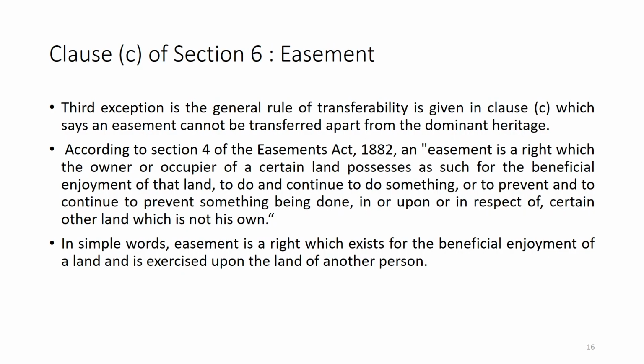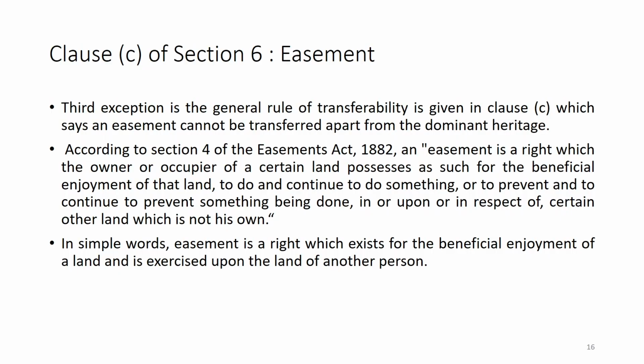Then the next clause in section 6 is about easement. What is easement? Easement is a kind of right. It is called easementary right. It is a kind of right which is always attached with immovable property. So, the third exception in the general rule is given in clause C, which says that easement cannot be transferred apart from the dominant heritage.